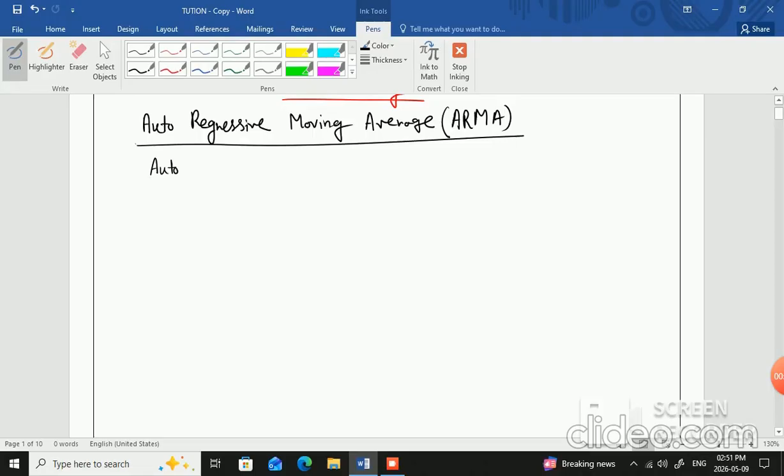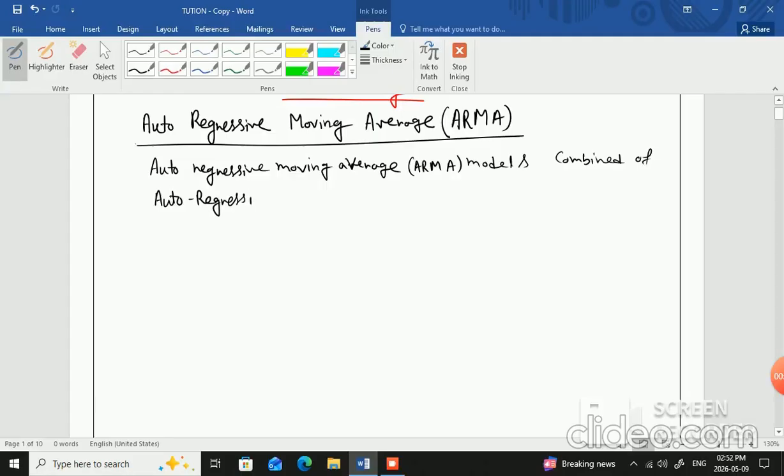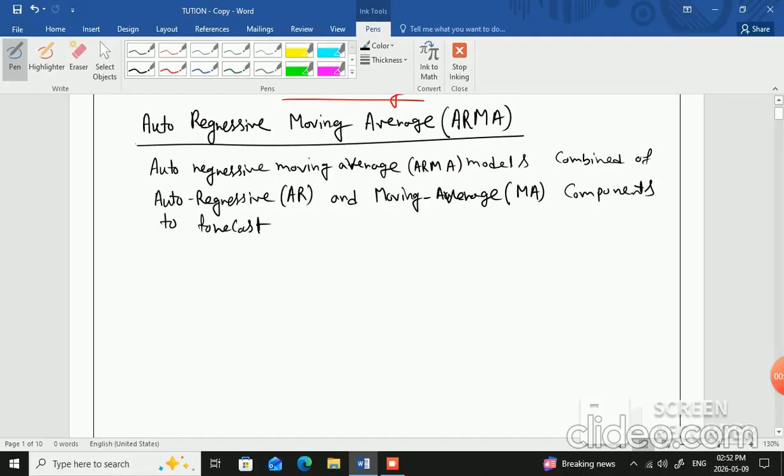Auto-regressive moving average model, combined of auto-regressive, the shortest form of which is AR, and moving average, that is MA. Components to forecast stationary time series data.